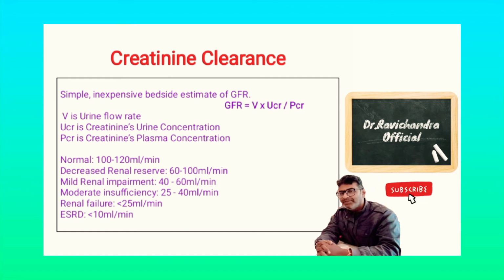Normal values are 100 to 120 ml per minute and decreased renal reserve is 60 to 100 ml per minute. Mild renal impairment is 40 to 60 ml per minute. Moderate insufficiency is 25 to 40 ml per minute. It is treated as renal failure when it is less than 25 ml per minute. End stage renal disease is when it is less than 10 ml per minute.